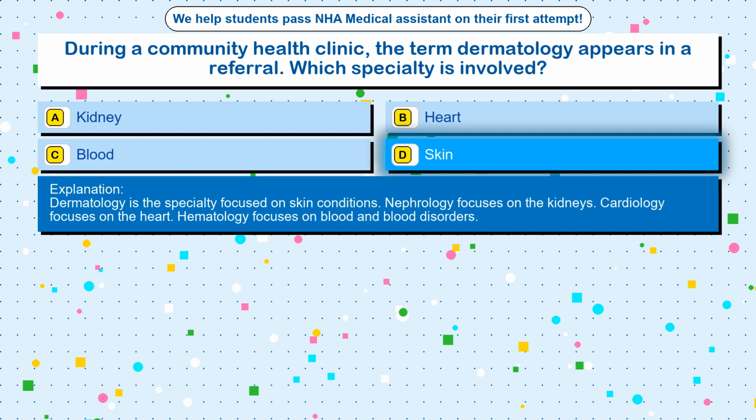Dermatology is the specialty focused on skin conditions. Nephrology focuses on the kidneys. Cardiology focuses on the heart. Hematology focuses on blood and blood disorders.